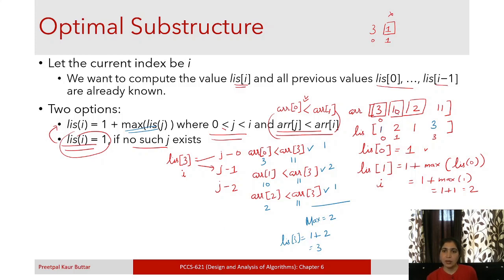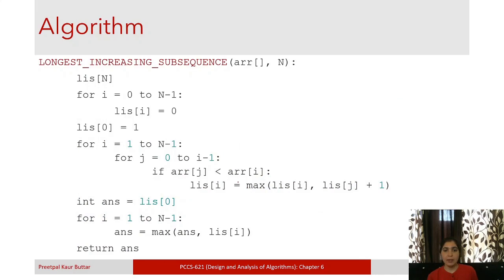Okay. So now what is your final solution? What is the length of the longest increasing subsequence? For that, you will scan this array and find the maximum. Maximum is 3. So the answer is 3. The length of the longest increasing subsequence is 3. And the sequence is 3, 10, 11. Right? Here we are using the dynamic programming approach.